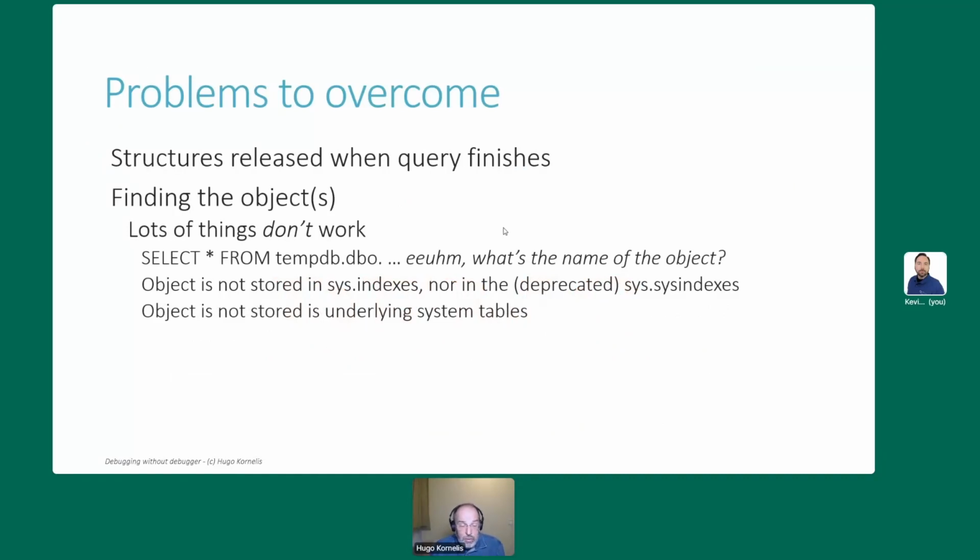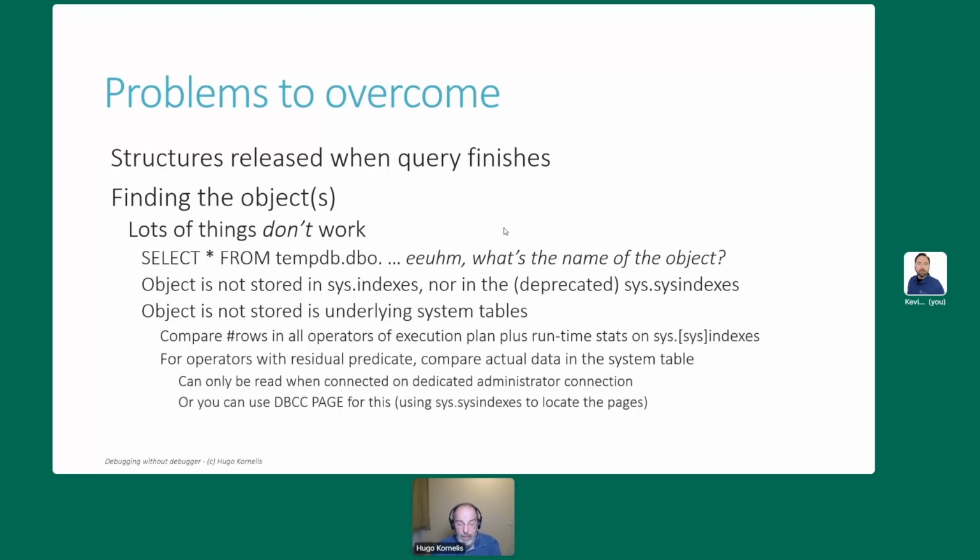The next step was to check whether the object is stored in the underlying system tables. But how do you get at those underlying system tables? SQL Server, or rather Microsoft, has done a good job of protecting them and making them hard to access. However, there are some tricks I used, like looking at the execution plan to see how many rows were returned by various operators, comparing the actual data in the system table if there was an operator with a residual predicate. We'll get back to that in the demo to explain what I mean.